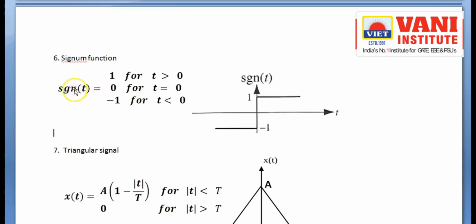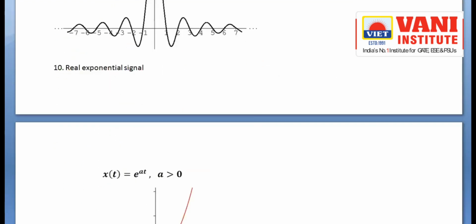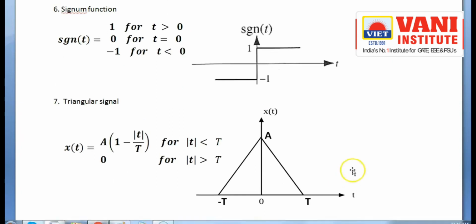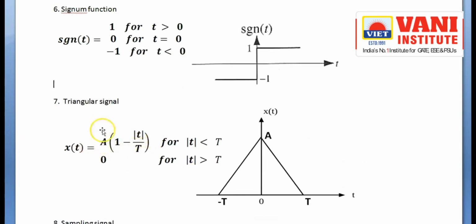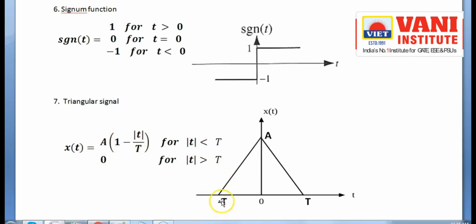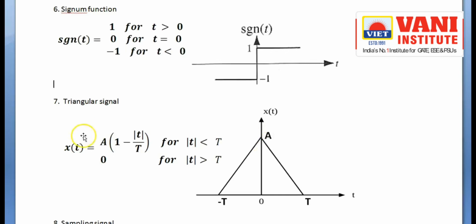Next one is signum. Signum is 1 when time is positive, sorry, minus 1 when time is negative. Its value is 0 at t equal to 0. Next one is a triangular signal. If the triangle is from minus T to T and height is A, then the general expression for a triangular signal is A into 1 minus mod t by T, where mod t is less than T. Outside this range, its value is 0.